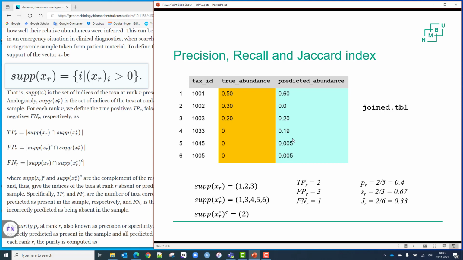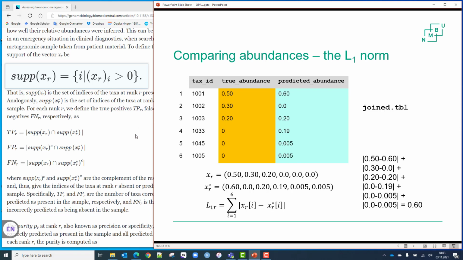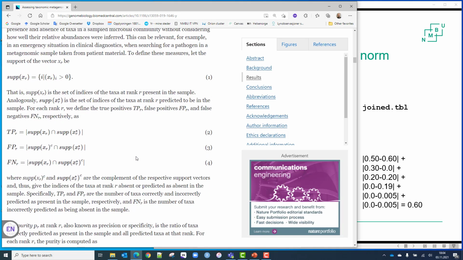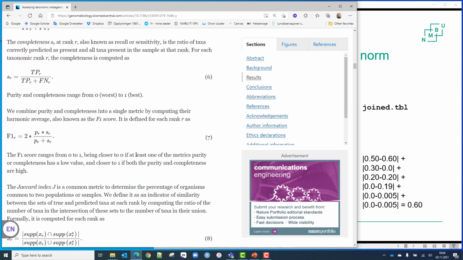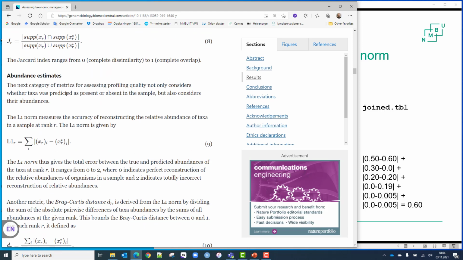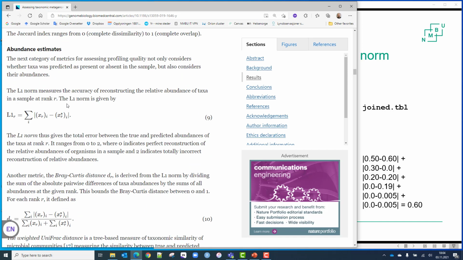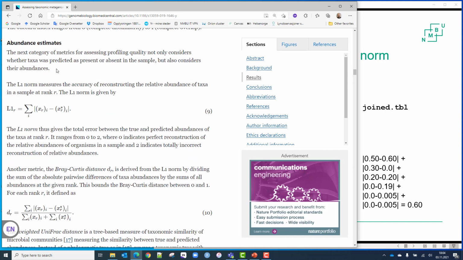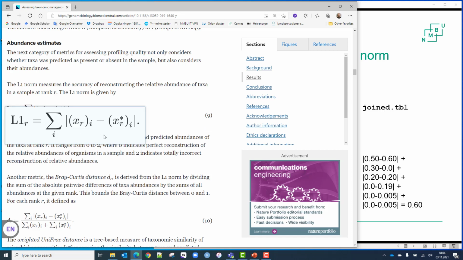But they become bad because of these two here. Okay. Let's look at abundances instead, because then we don't need these thresholds, and that's an advantage of abundance. When we compare the abundances, how do we compare them? Well, they suggest we use the L1 norm, and here is the formula for it.